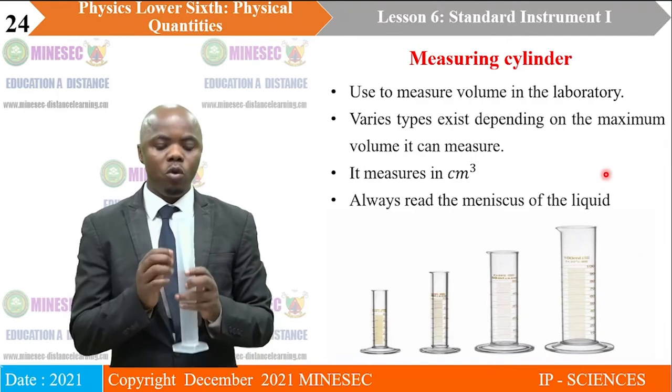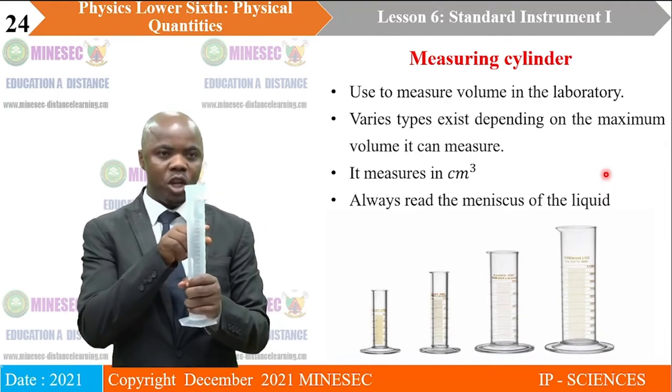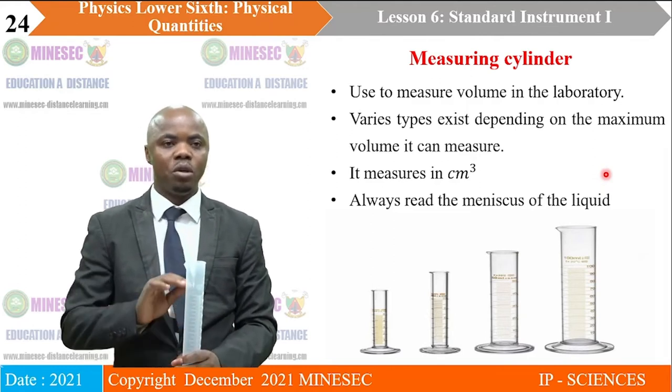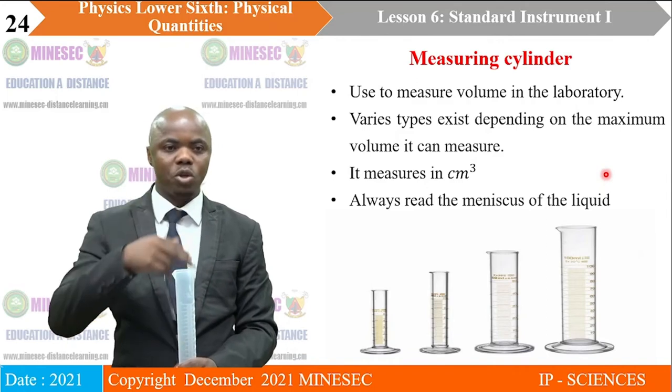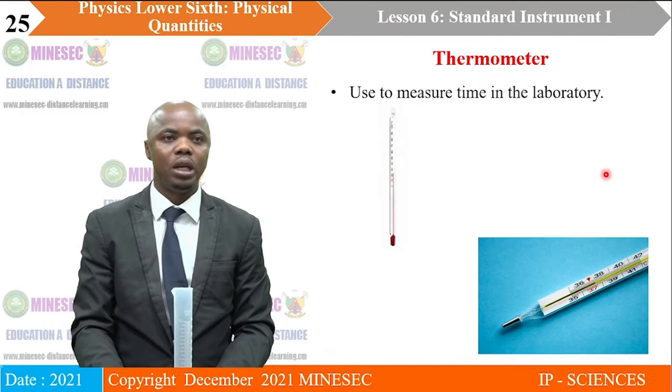Now, when you load the measuring cylinder with water, you read the meniscus. The water will curve a little bit like this. You read the meniscus on the measuring cylinder, not the top of the water. You read the meniscus of the water in the measuring cylinder.